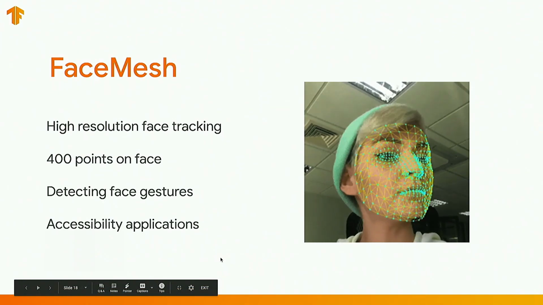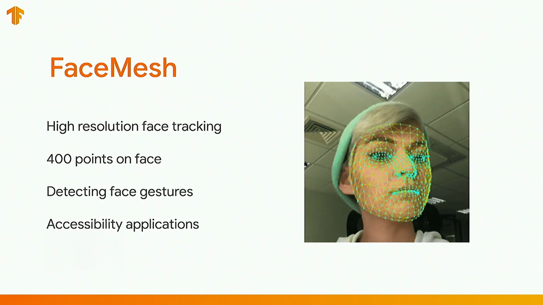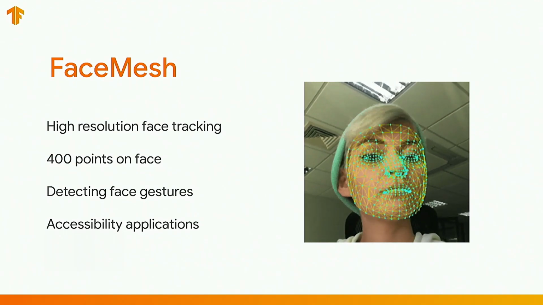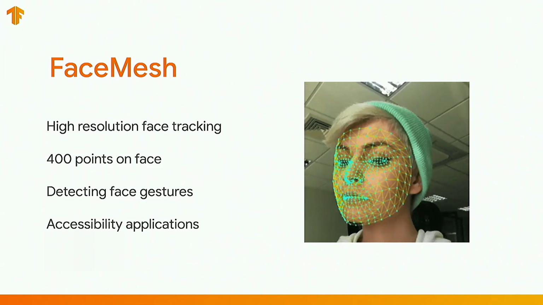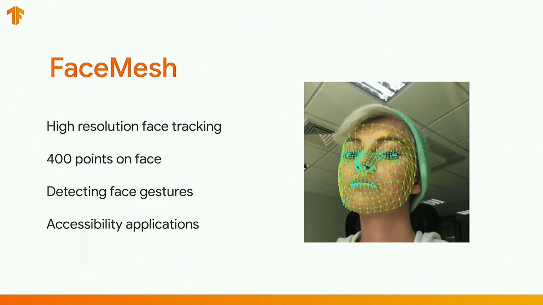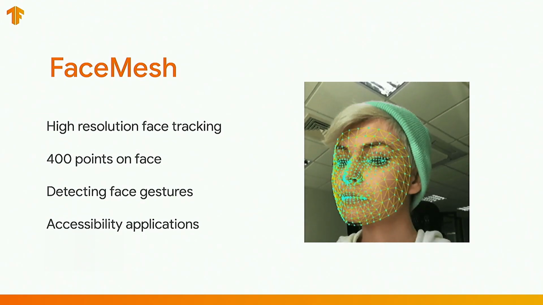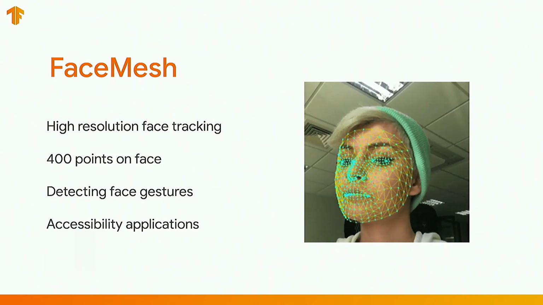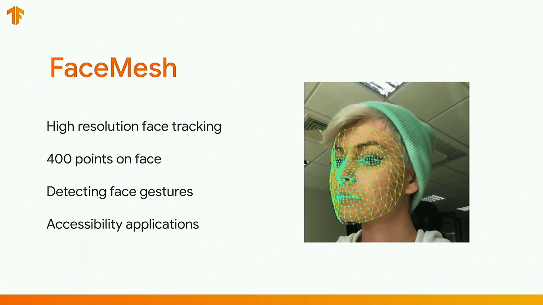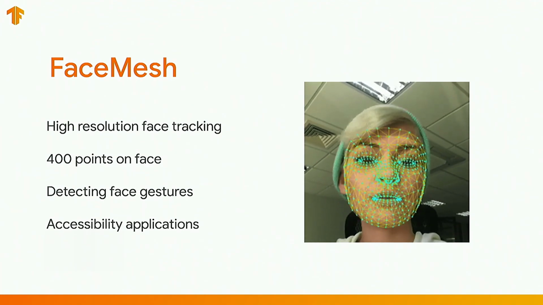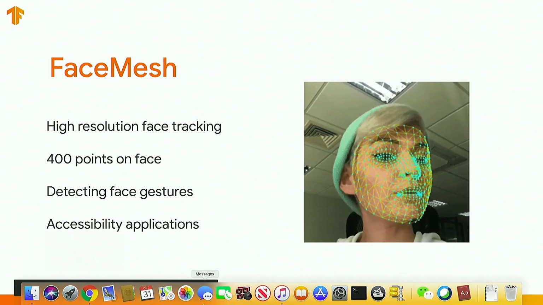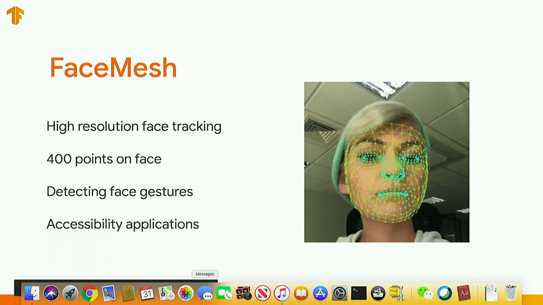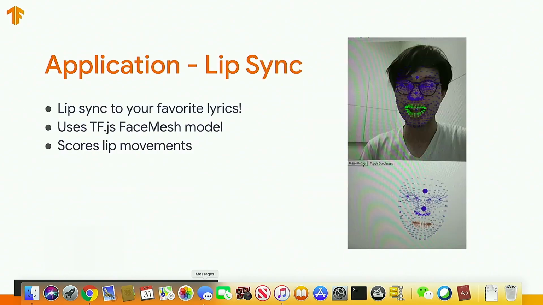Another interesting model is face mesh. This model provides high resolution tracking of facial features. So it detects about 400 points on a person's face. So we believe that this model has great potential for real world applications. For example, detecting facial gestures, emotion, supporting richer accessibility features, and so forth. So now I'd like to show you a couple of cool demos built using face mesh.